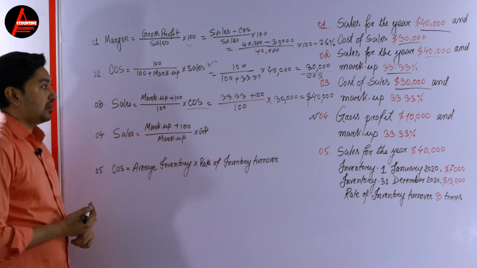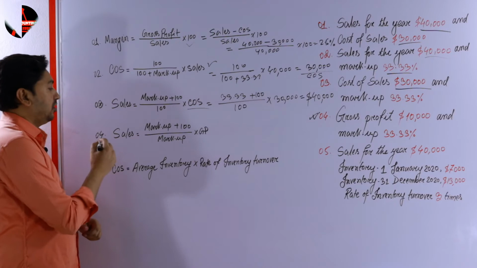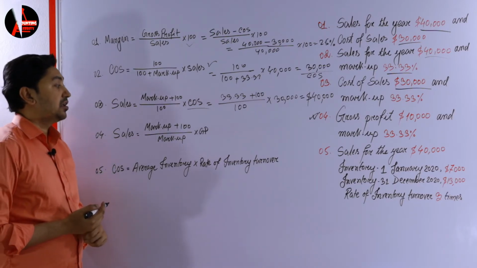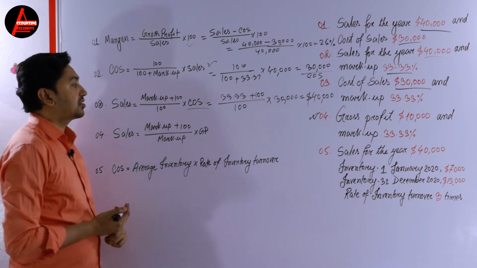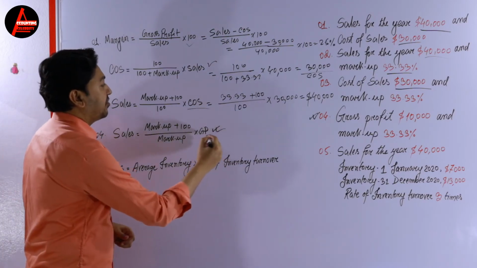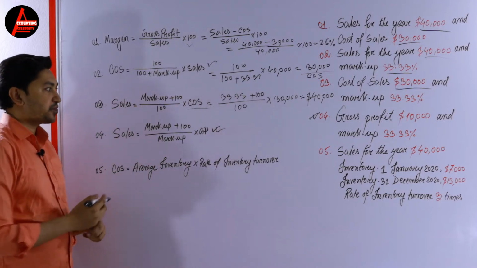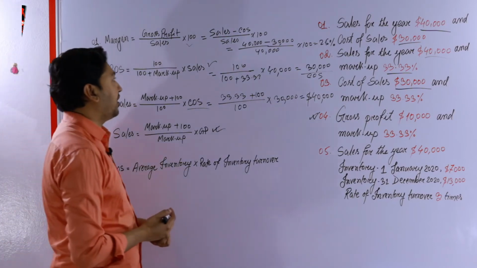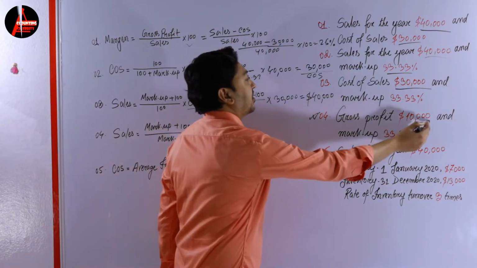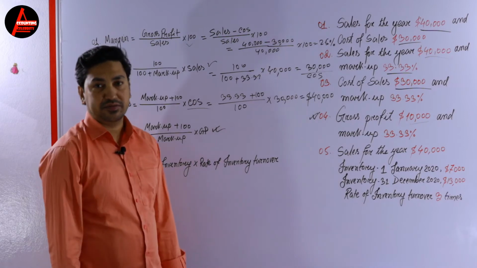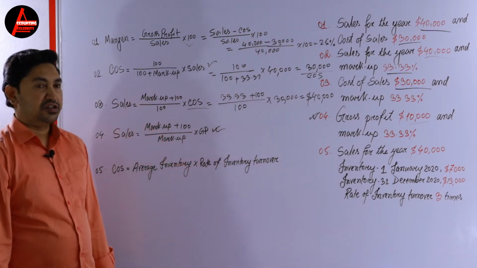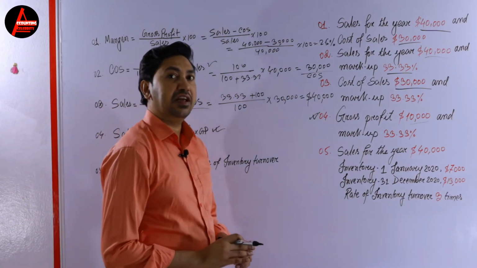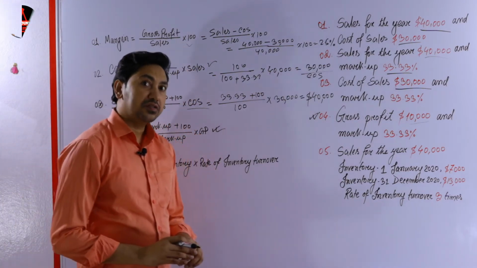Okay, look at here. So let us apply this formula. Number 4, sales equal to markup plus 100 divided by markup times gross profit. Okay, GP means gross profit. So why did we multiply by gross profit? Because here we have the value of gross profit, nothing else, no sales, no cost of sales, just we have gross profit. So this is only the value by which we can calculate our sales value.